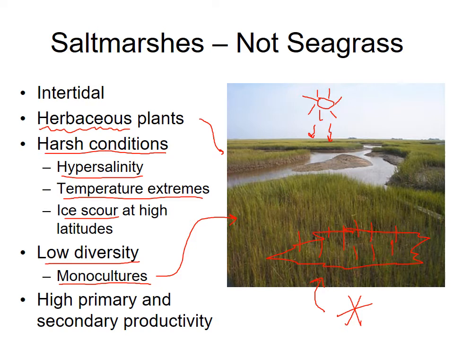So even though there are not that many species that can tolerate living in a salt marsh, the species that do live there have very high primary productivity, and because there's all this organic matter being produced by the primary producers, the secondary productivity of salt marshes is also high, meaning that there's a lot of animals that live in the salt marshes.